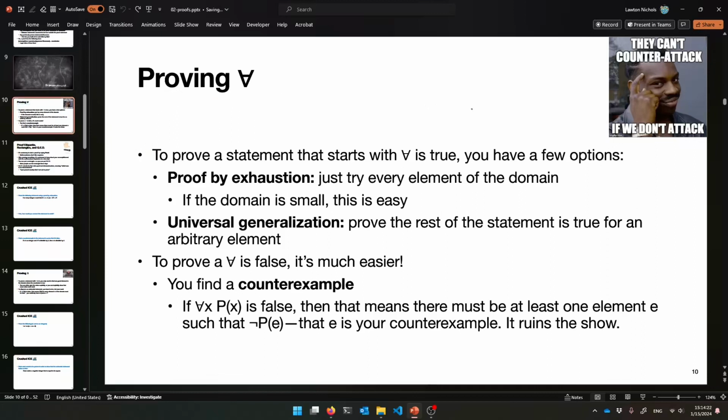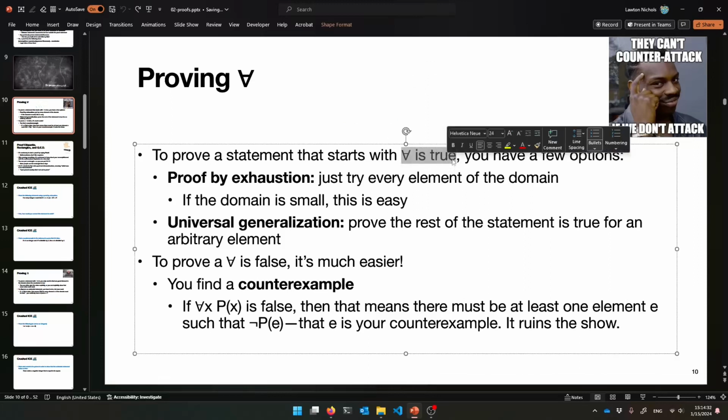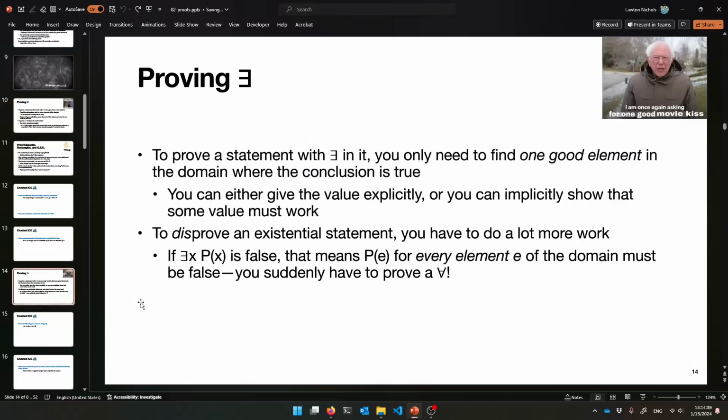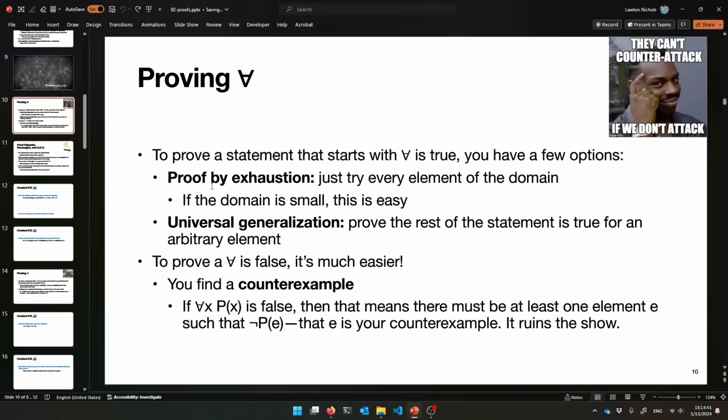Let's say that somebody gives you, I don't know, for all x, P of x, and it's your job to prove it true. Okay, so if you have a statement that looks like this, starts with a for all, you have a few options to prove it. The easiest one is called proof by exhaustion. Hopefully you'll notice, or you'll know to do it when you see it like this.